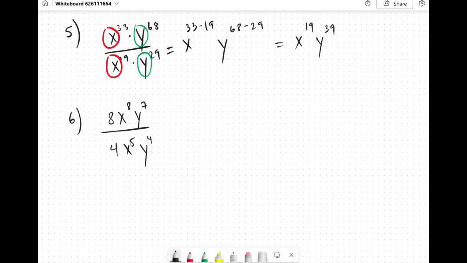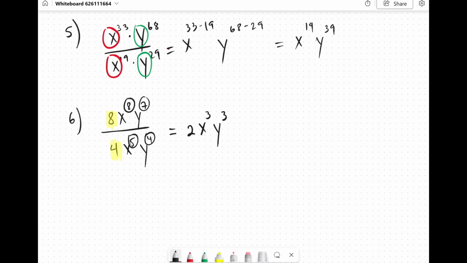Here's your number 6, which looks very similar to number 5 with the addition of this 8 over 4. And that is the case where you have to make sure that all of the fractions are simplified. 8 over 4 becomes a 2. For the x's, you will subtract the exponents, so x will have the power of 8 minus 5, which is a 3, and you will do the same for the y's, so y will have the power of also a 3, because 7 minus 4 is also a 3. That's it.